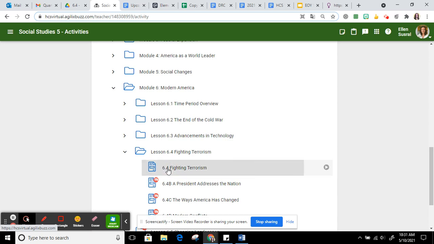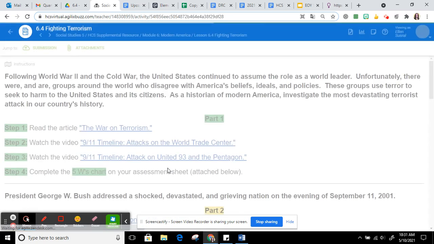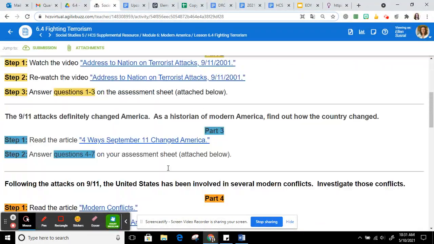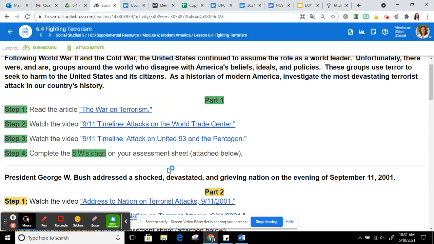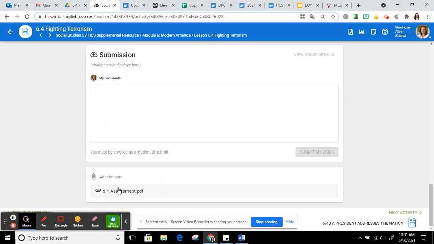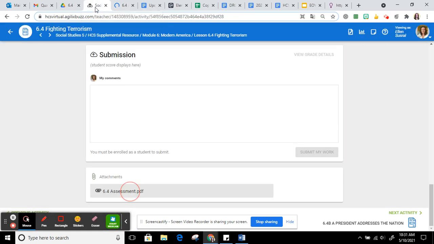You click on that first link for the lesson. And for this lesson, you've got 4 parts. So we're going to go through each of those different parts. And at the bottom, you'll see that your attachment here is for your assessment 6.4. So I'm going to open that up so we can go through that as we go through the lesson.